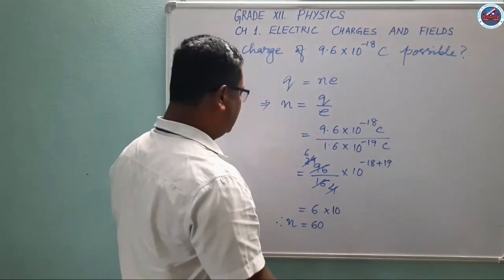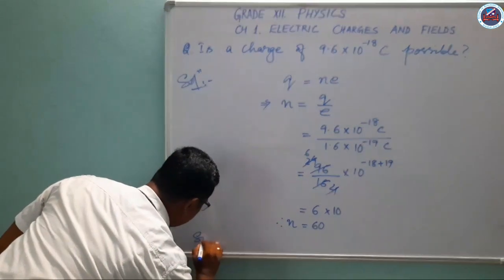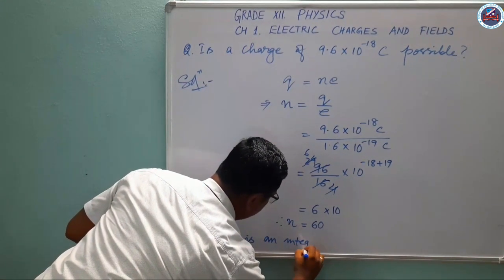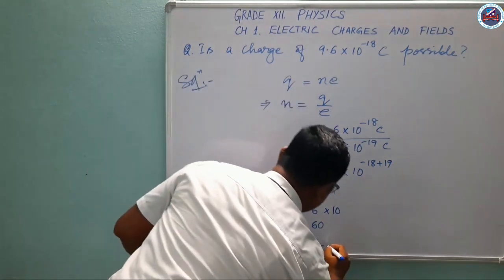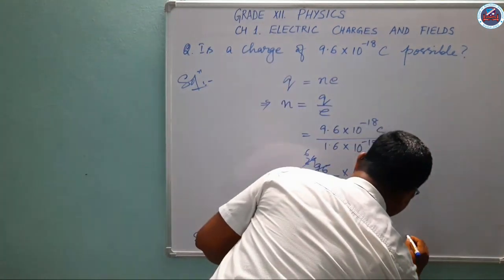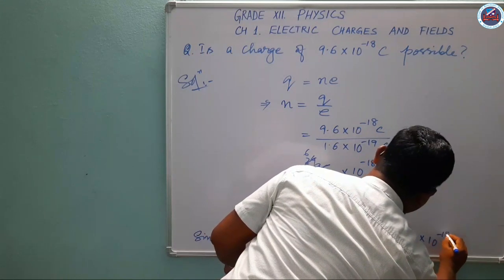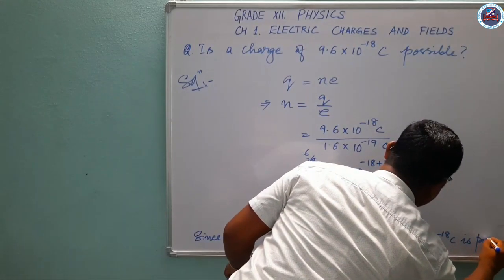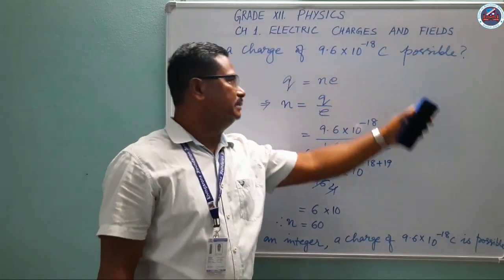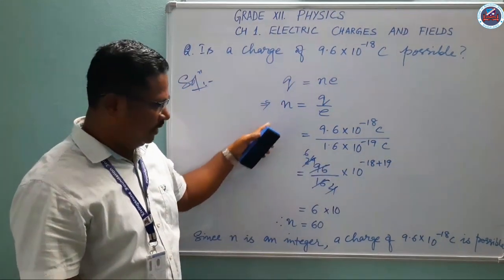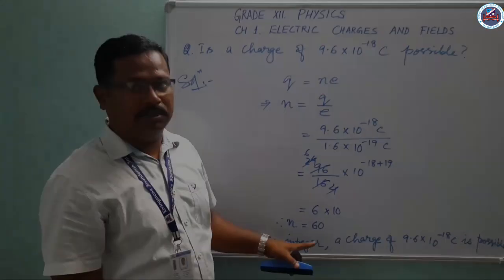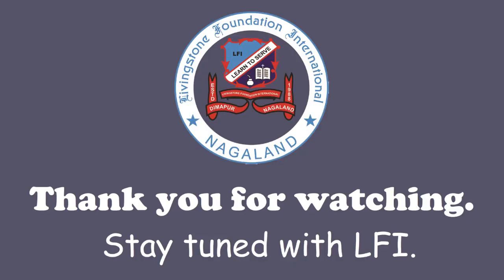So you write like this, since n is an integer, a charge of 9.6 into 10 to the power minus 18 coulomb is possible. Likewise, you may get any value here, and the process of doing it is this one. But you have to be very sure that if you happen to get a decimal, then no, it is not possible. I'll conclude here.